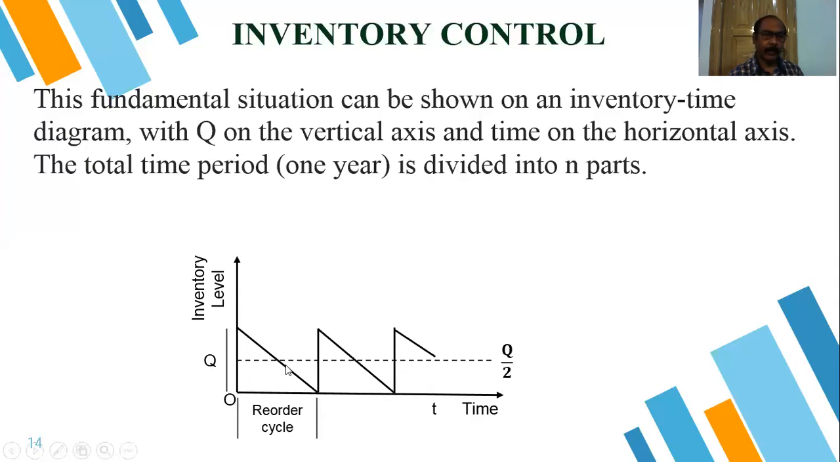So first we find out the area of this triangle by using the formula. We know half base into height. Base is the T and height is the Q. So the area of this triangle is half QT, we can say. That we have to remember.